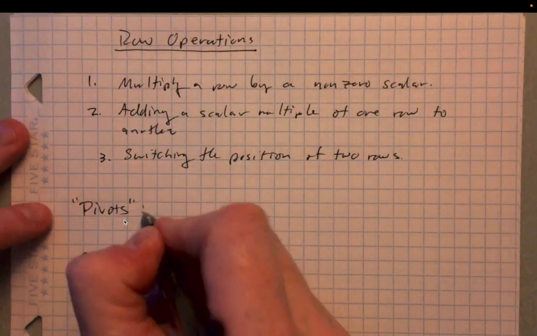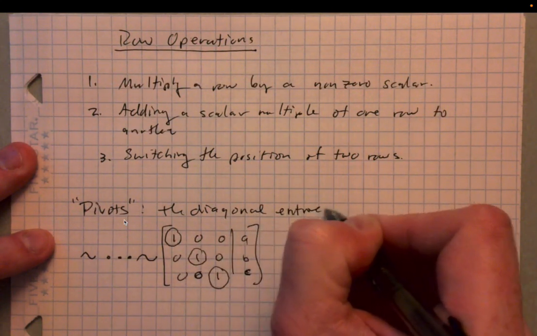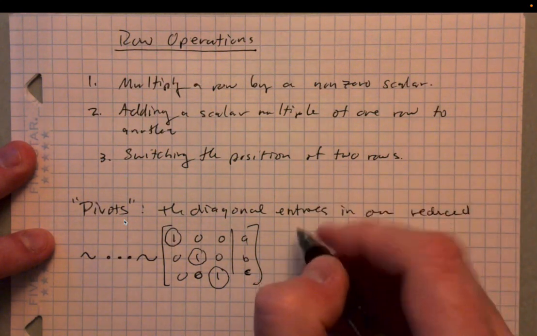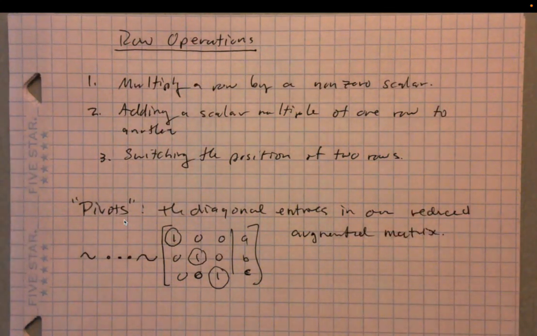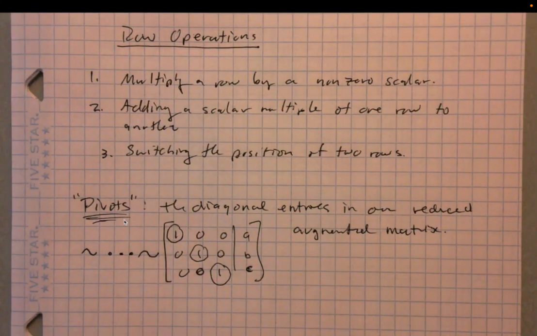So these are the diagonal entries in our reduced augmented matrix. Now, ideally, these pivots have the value of 1, although that's not strictly necessary for Gaussian elimination. But 1 is the easiest to work with for these pivots. And so this is what we mean by the word pivot. It's going to be these diagonal entries in the reduced matrix.